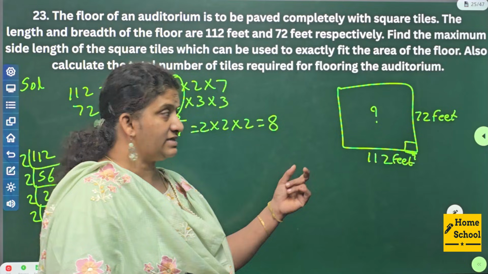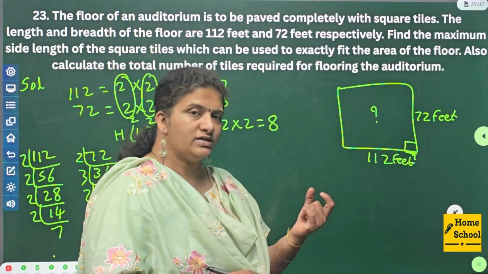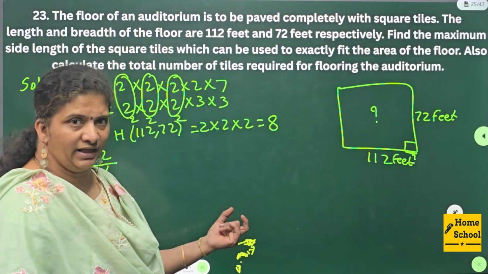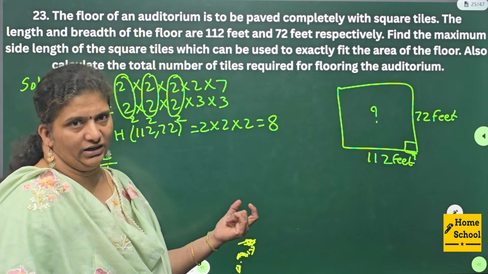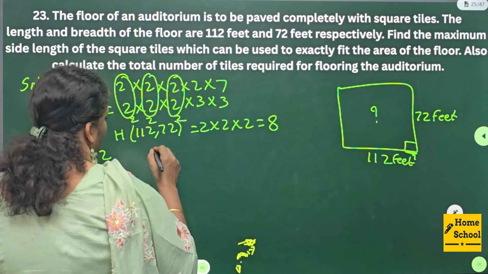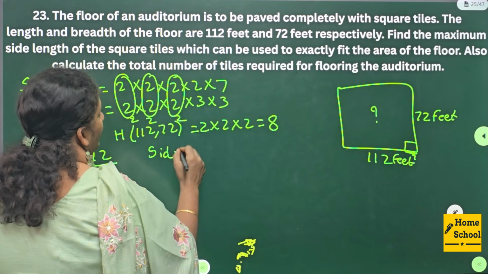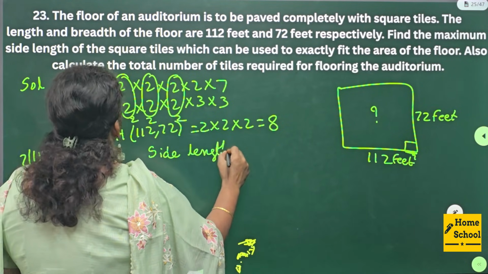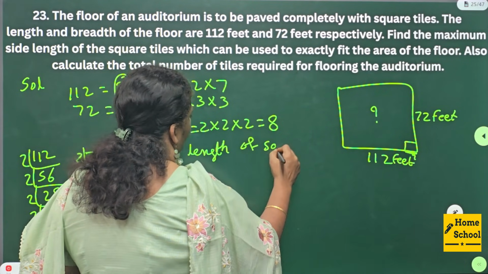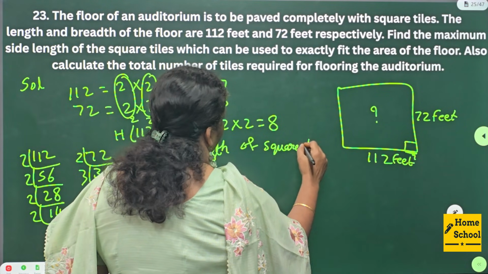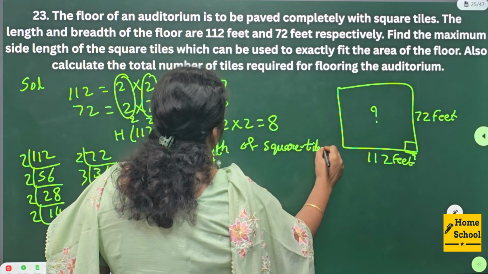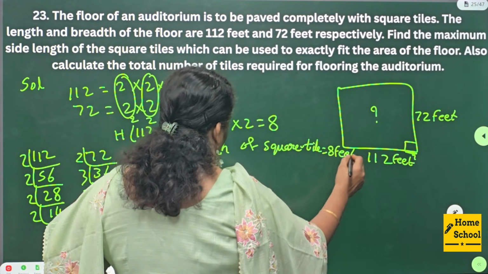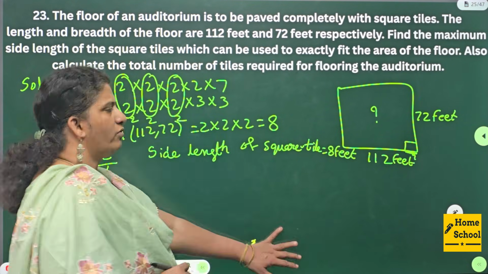So, what is the maximum side length of a square based tile? What is the maximum side length? 8 feet. So, the maximum side length of a square tile is equal to how much? 8 feet. Now, we have one more question.